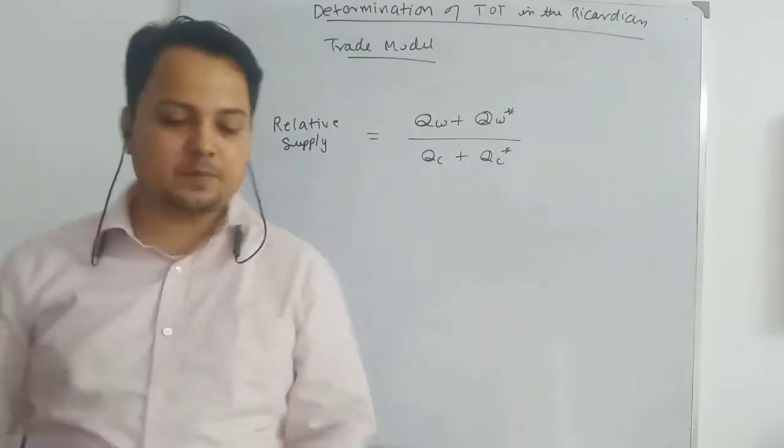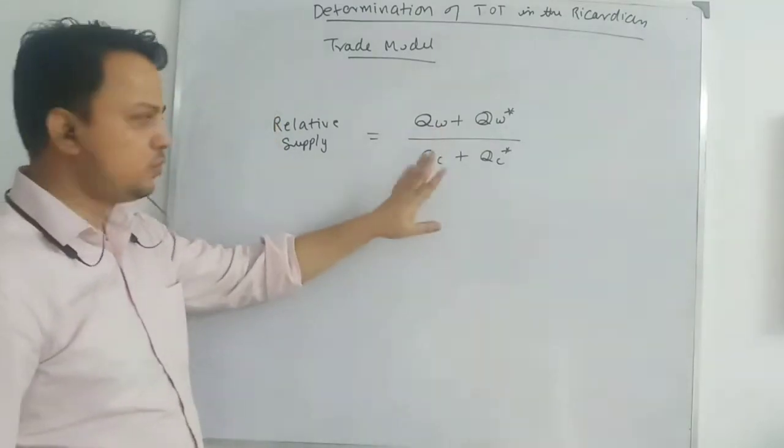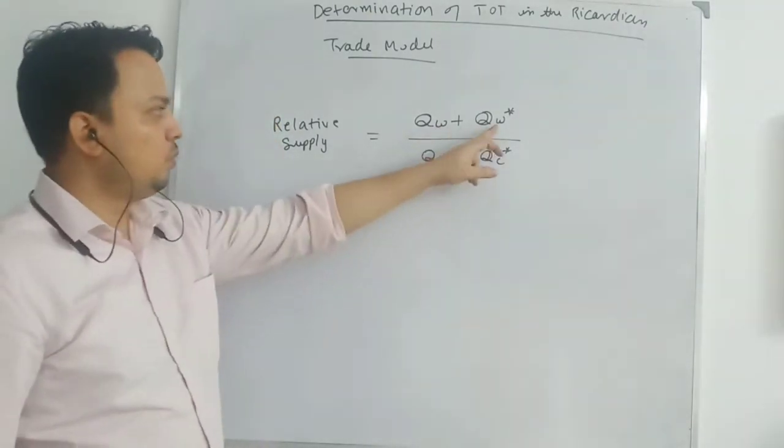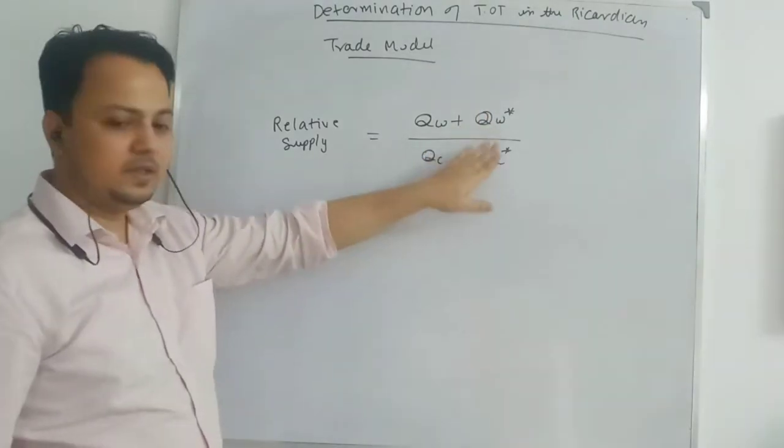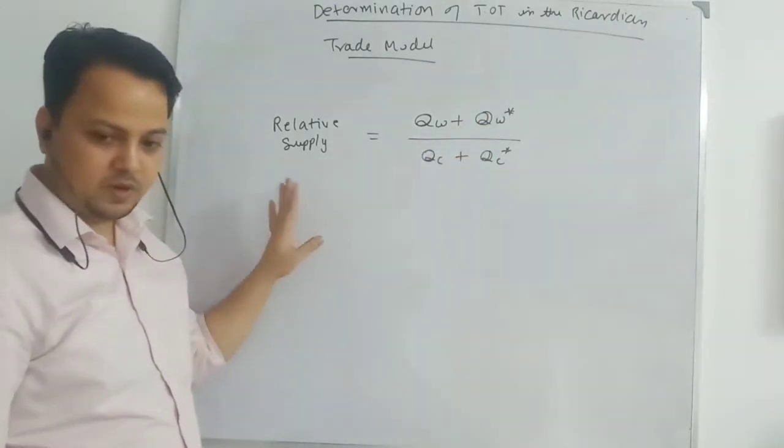This is relative supply. Relative supply of wine in terms of cheese. Both are wine. Relative supply of wine in terms of cheese. This is what we have.